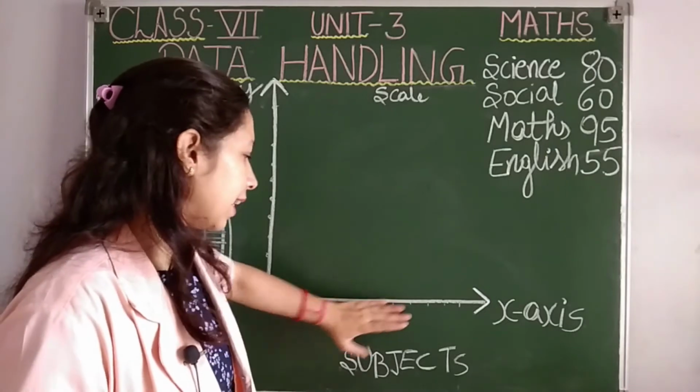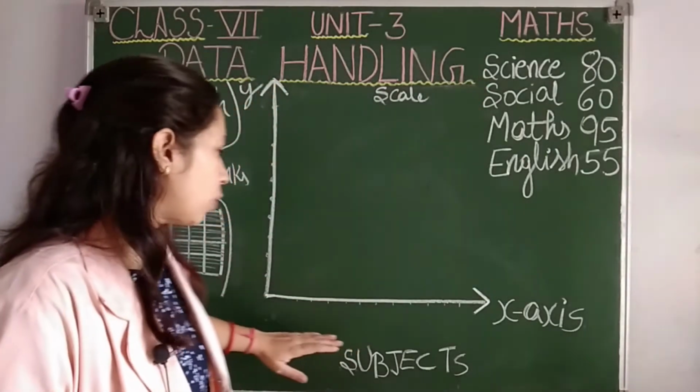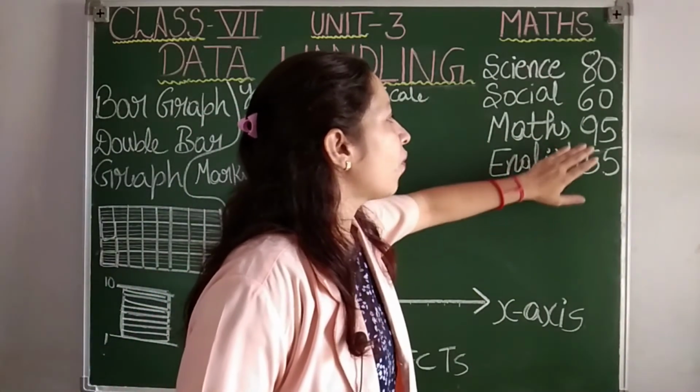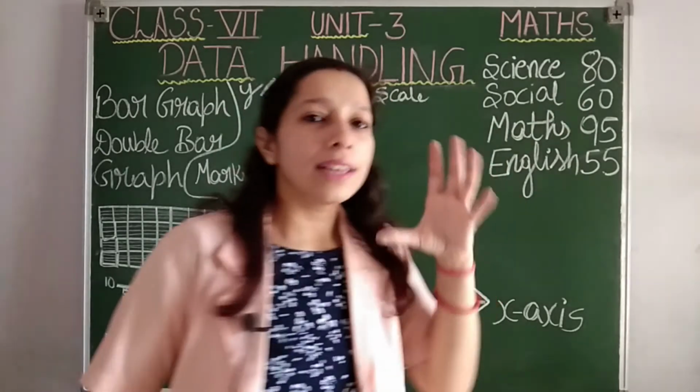Here this point is clear that on the x-axis we will write subjects. So simply I am going to write subjects. Here I have to write the marks. Now see the numbers, students: 55, 95, 60, 80. The graph sheet is small.